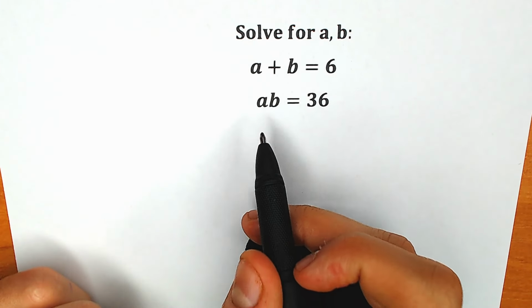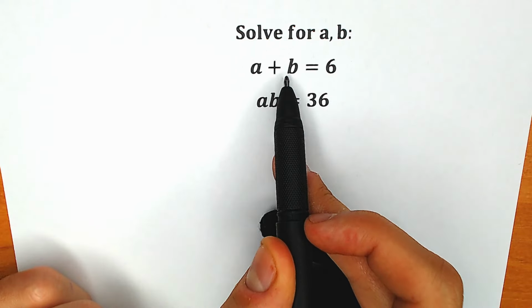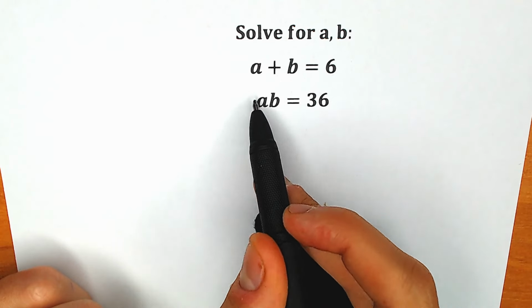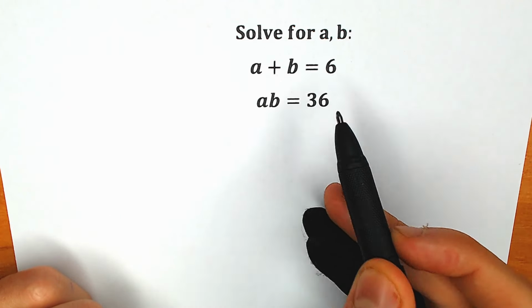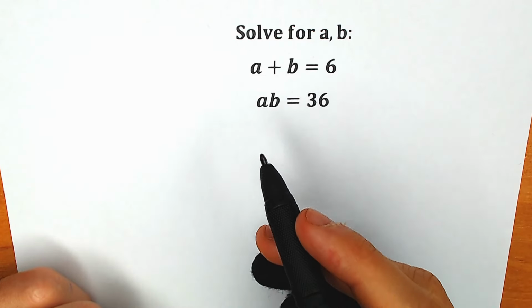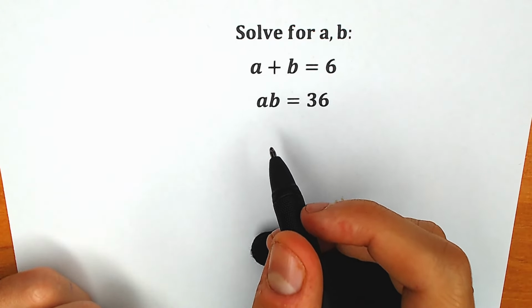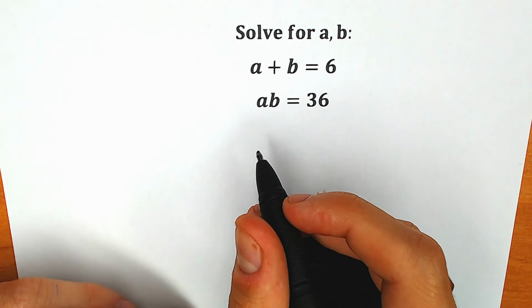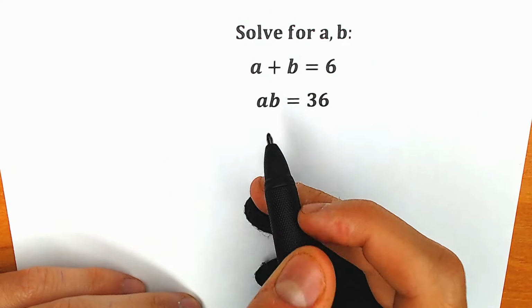Today we have a very interesting question. We know that the sum a plus b equals 6 and the product a times b equals 36. So we need to find a and b. If you have your answer or approach, you can also write it in the comments below and then we will check our answers. I just want to rewrite this: a plus b equals 6.